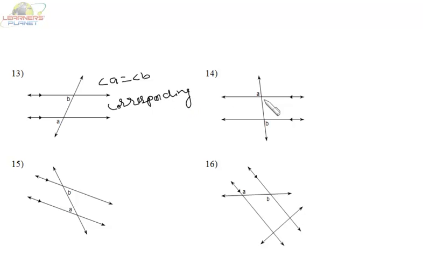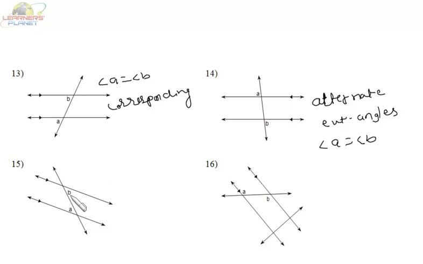Okay. Now in this question, angle A and angle B are lying on the opposite side of the transversal and they are lying on the exterior of the parallel lines. So we call them alternate exterior angles. Okay. And angle A will be equal to angle B, since the lines are parallel.